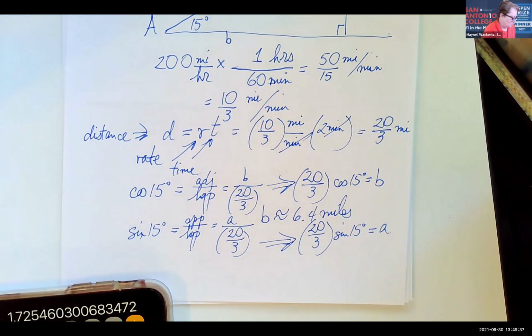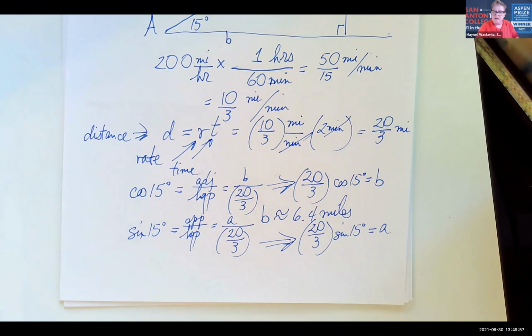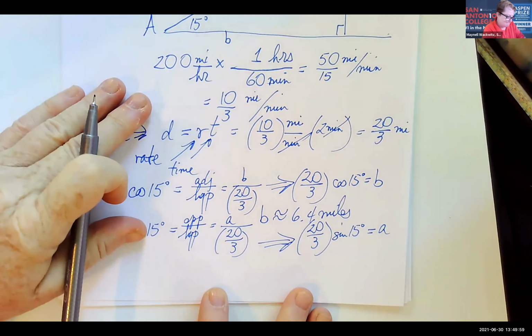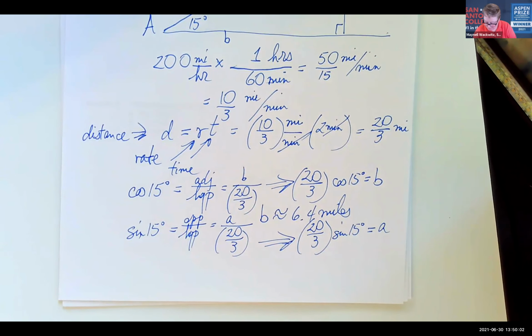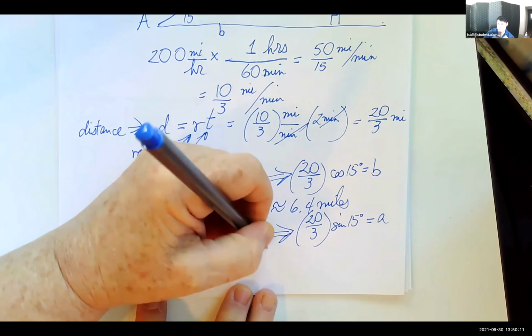What did y'all get? Good, that's what I got. Or did you get 1.8 or 1.7? Maybe I did it wrong. I got 1.72. Yeah, I got 1.72. All right, that's what I got.